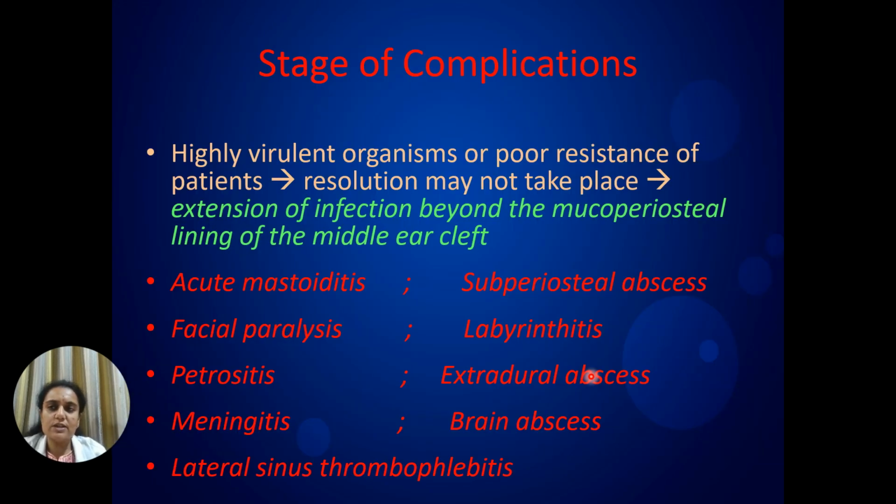Sometimes we have a fifth stage that's called stage of complications. So that again depends upon the high virulence of the organisms or the poor resistance of the host, immune deficiency state of the host. So because of which the resolution does not take place, and instead there would be extension of the infection into the surrounding areas beyond the middle ear cleft, leading to acute mastoiditis, labyrinthitis, facial paralysis, petrositis, meningitis, lateral sinus thrombophlebitis, and brain abscess.